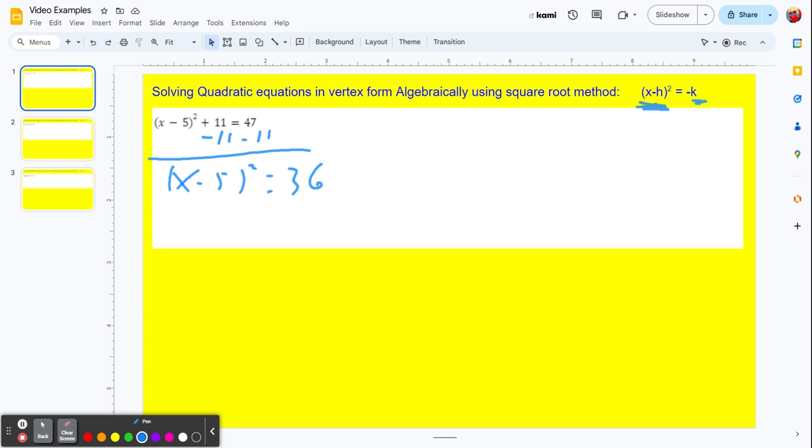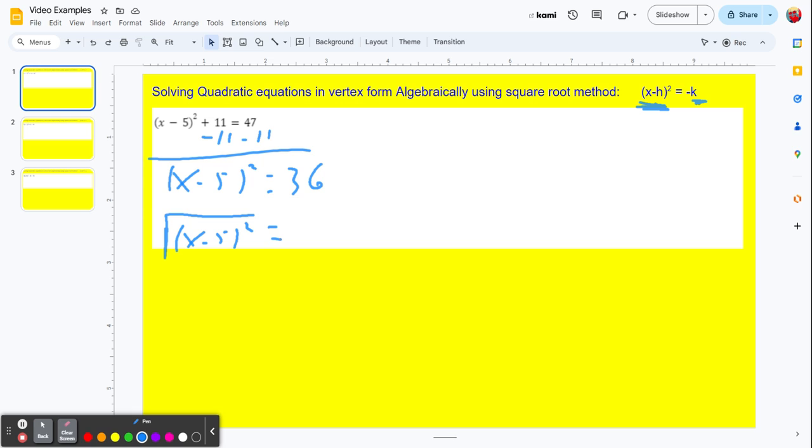All right. Now, once we have the binomial square by itself, how do we undo squaring? That's right, we're going to take the square root. So we're going to take the square root of both sides. So we'll take the square root of x minus 5 squared.